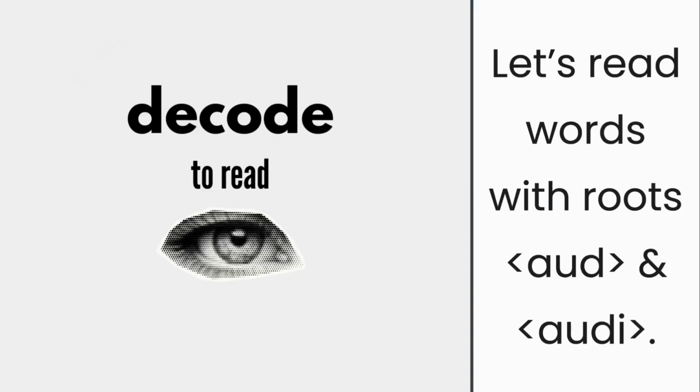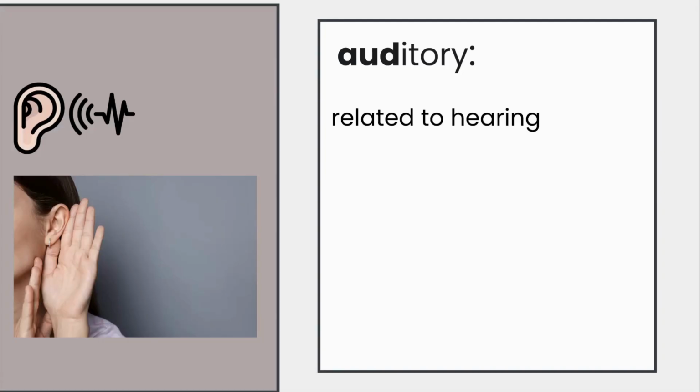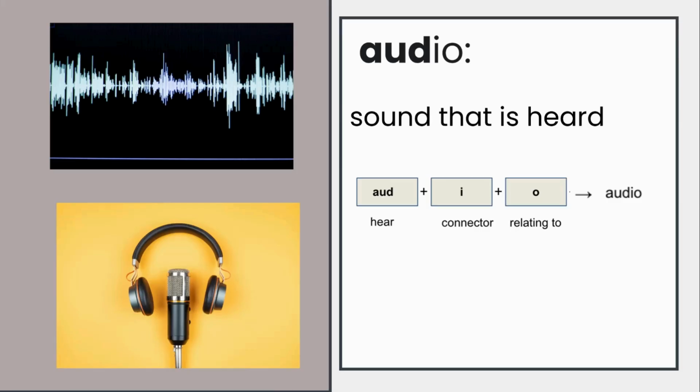Let's read some words with the roots Aud and Audi. Audible has the root aud, meaning to hear, and the suffix ible, meaning it can be done. So audible means you can hear it. It's able to be heard. Auditory is anything related to hearing. Audio is sound that can be heard. Look at the meaningful parts in this word. Aud, to hear. It has a connector vowel, and O means relating to, audio.